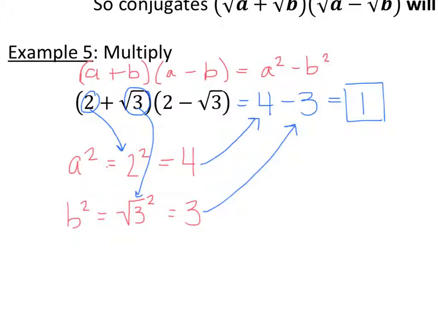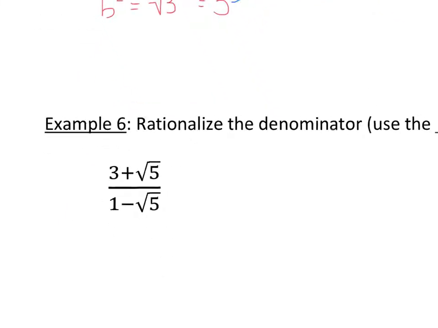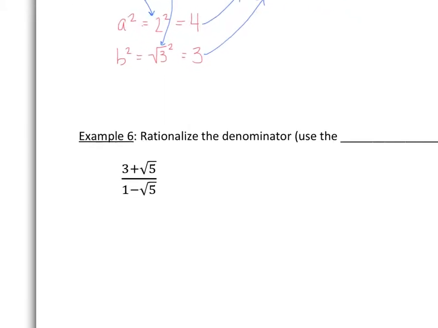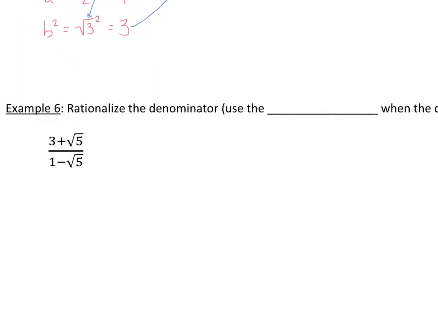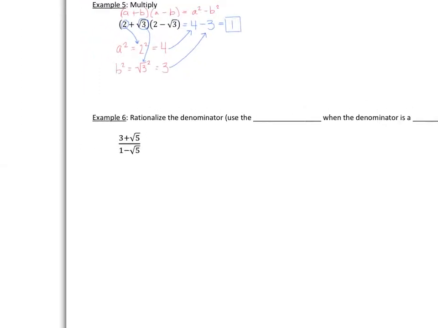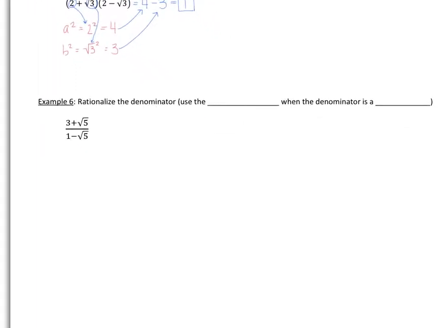Okay? So this is especially useful when we have radicals in the denominator and we have to get rid of them, right? So we have to rationalize. Sorry, that was a lot longer than I thought it was. So, rationalize the denominator. Use the conjugate when the denominator is a binomial radical.